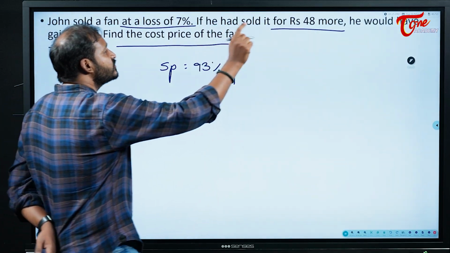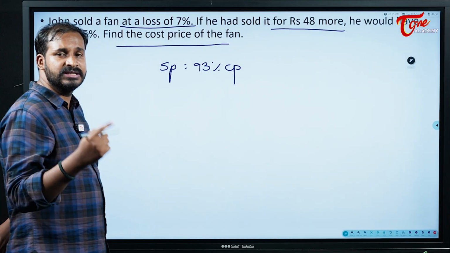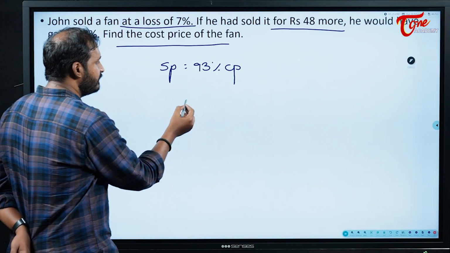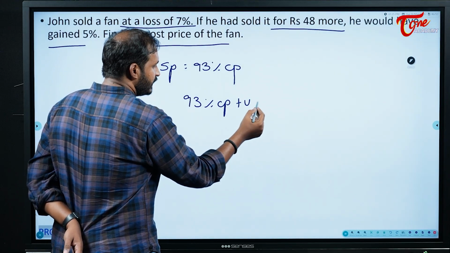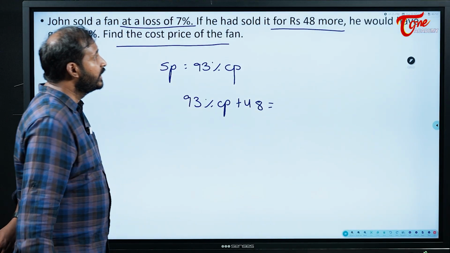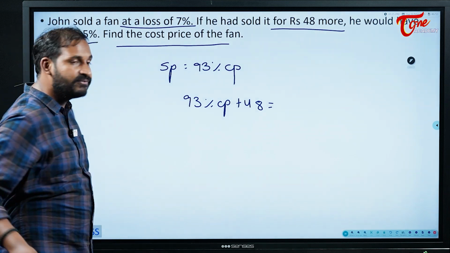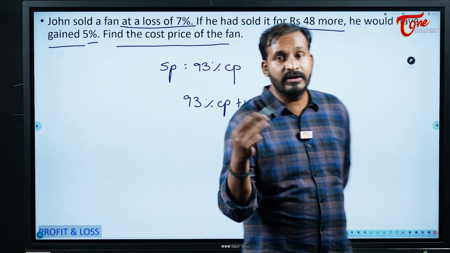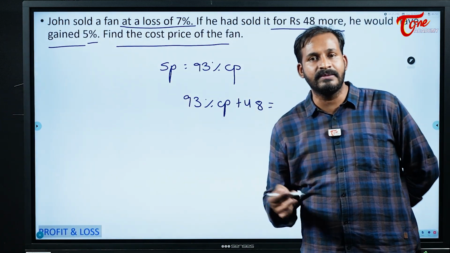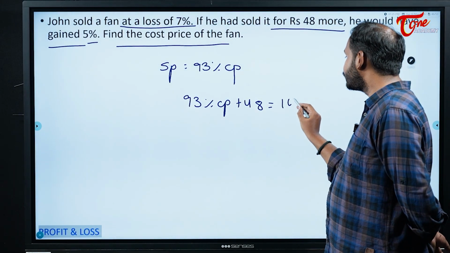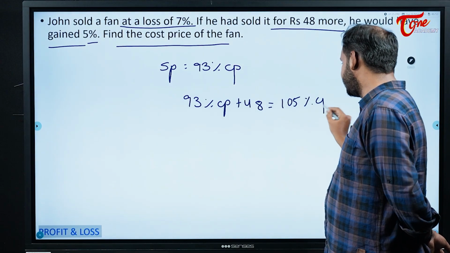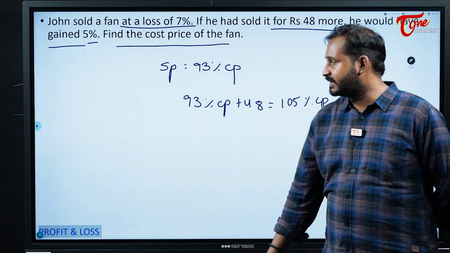Now, if he had sold it for 48 more, that means if we have sold it for 48 rupees more, that means 93% of cost price plus 48 is equal to, he would have gained 5%. That means if we have increased his price by 48, he would have gained 5%. We know the relation between selling price and cost price becomes 105% of CP.